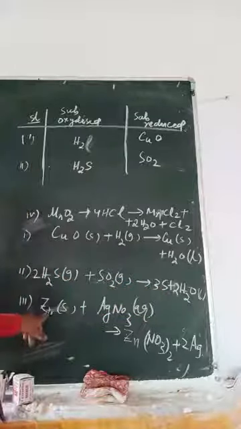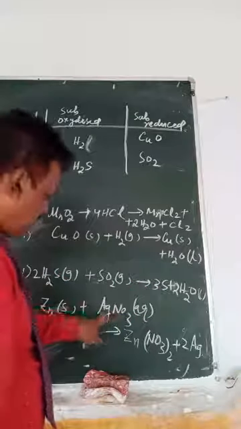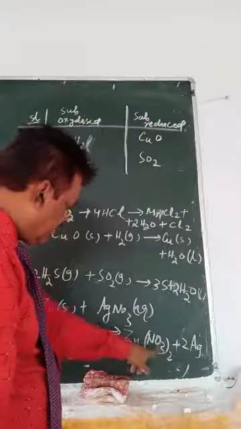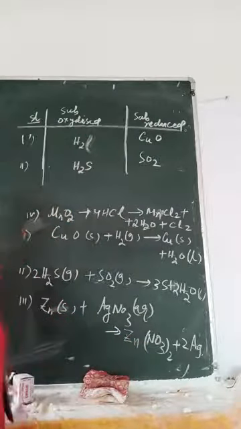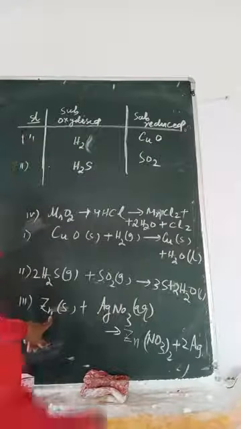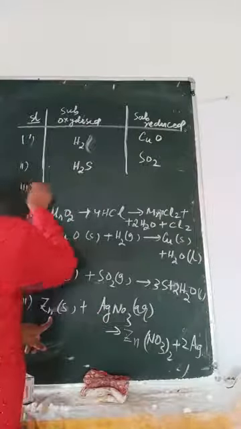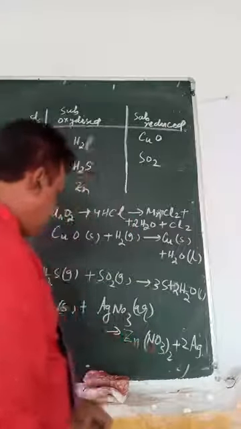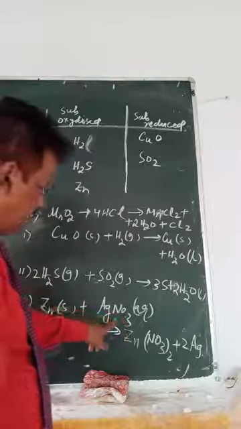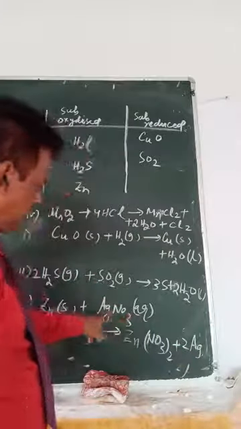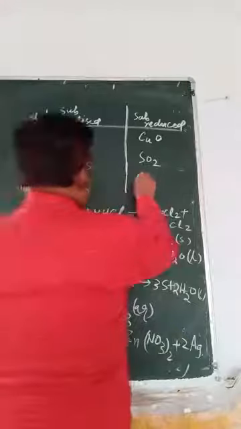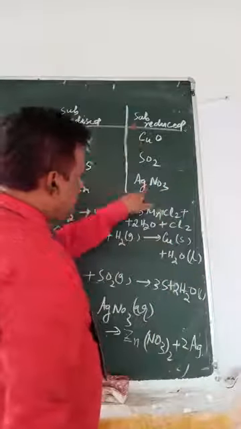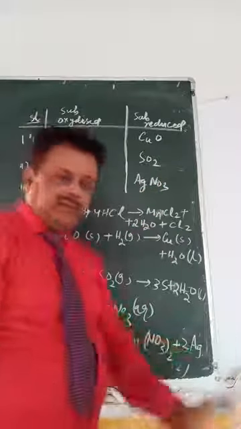Similarly, if you take Zn plus AgNO3 becomes Zn(NO3)2. The oxygen is added here. So this is oxidized. That means, third case, Zn is oxidized, because in the Zn you find oxygen here. AgNO3 becomes Ag, means oxygen is removed here. So the AgNO3 substance is reduced to silver.